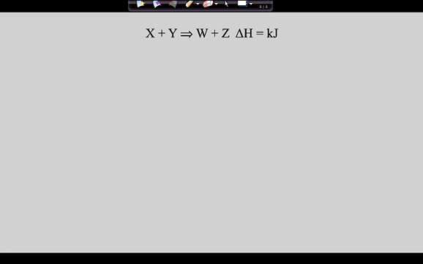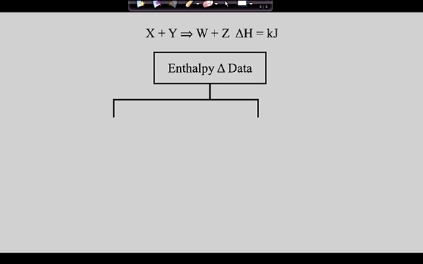Guys, here's the question we're asking, and you want to write this down. If we've got some reaction where some X plus some Y yields some W and some Z, we've got this delta H value. Typically they're in kilojoules. And typically, guys, they'll always have a sign. If it's negative, it's exothermic. If it's positive, the positive sign is assumed to be there, and we know that it's endothermic. But guys, the question that we're asking is this. Where do we get this enthalpy data?